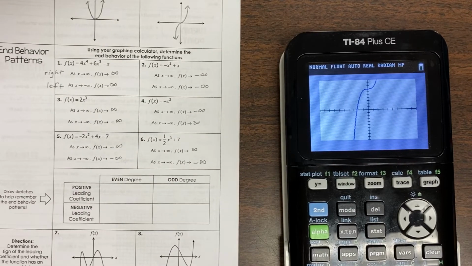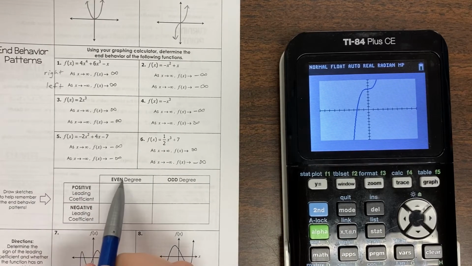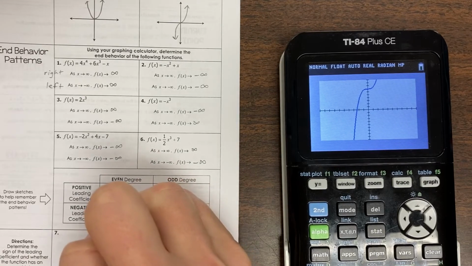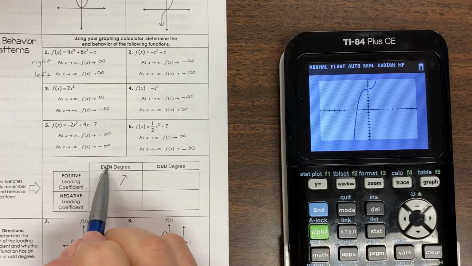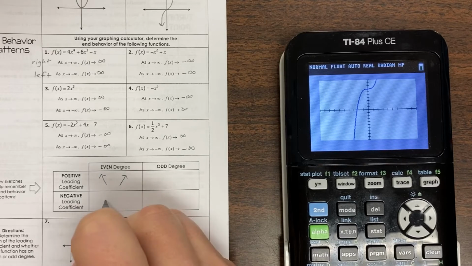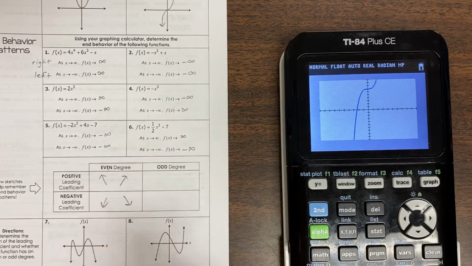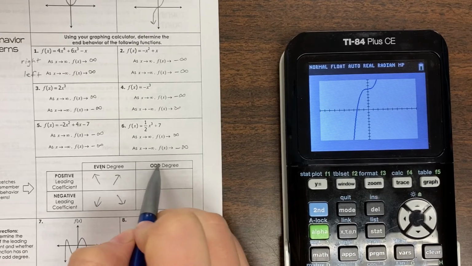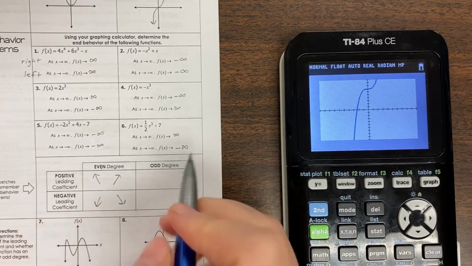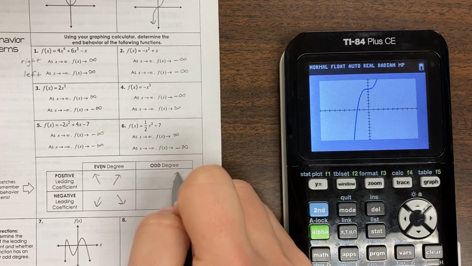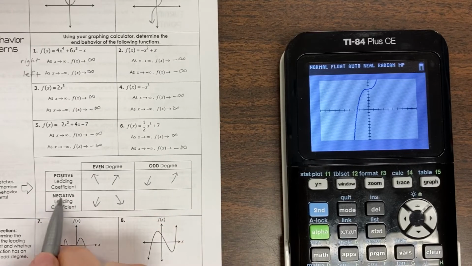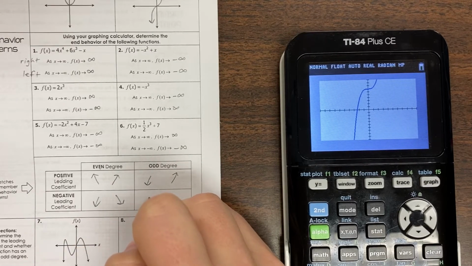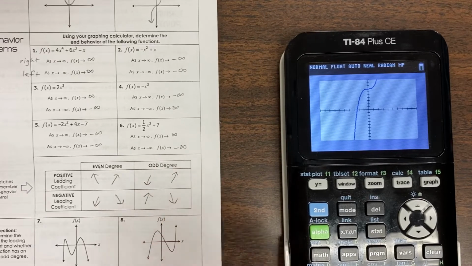So there's this nice little chart right here. If you have a positive leading coefficient and an even degree, then both tails are going to point up, like that. If you have an even degree and a negative number in front, then that means both tails are going to point down. If you have an odd degree and a positive leading coefficient, then the right tail will go up, the left tail will go down. And then odd degree negative leading coefficient, your left tail will be up and your right tail will be down.